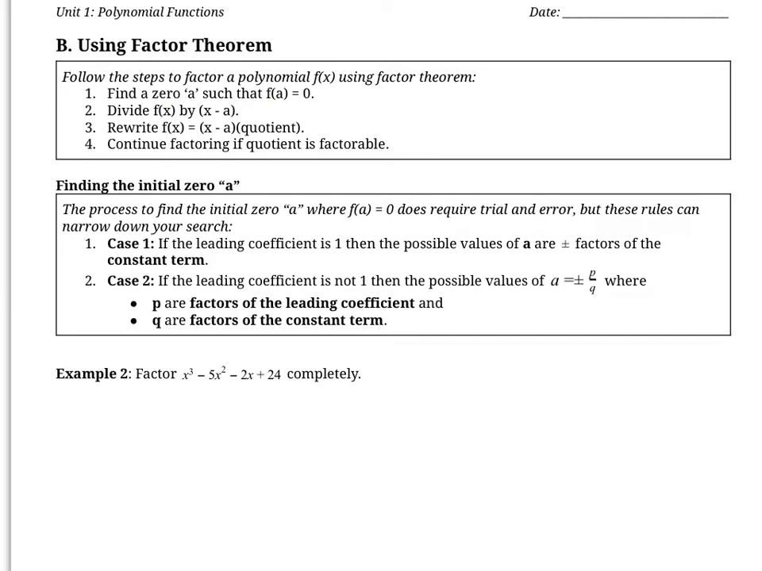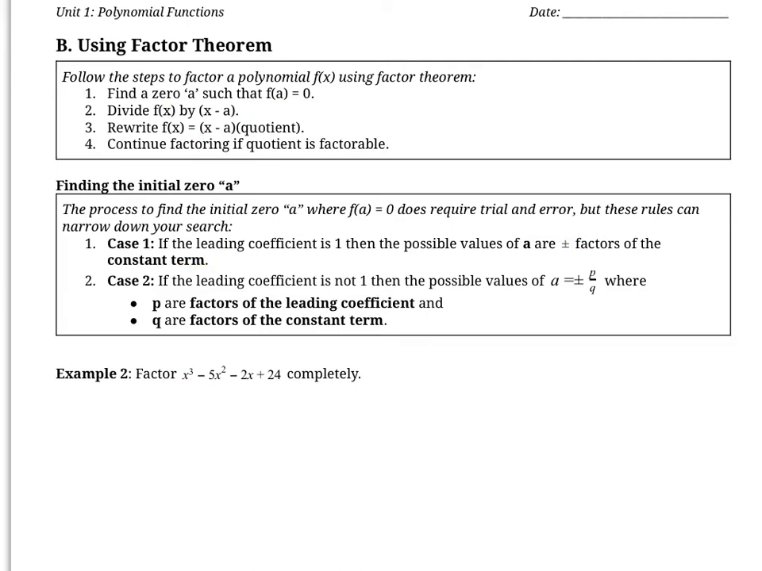So that shortcut I was talking to you about, in order to quickly find this a value here so that we plug it in and we get a remainder of 0: if the leading coefficient of our polynomial function is 1, and that's what we were working with in the previous question, and that's what we're going to work with again here, the possible values of a are the positive and negative factors of the constant term.